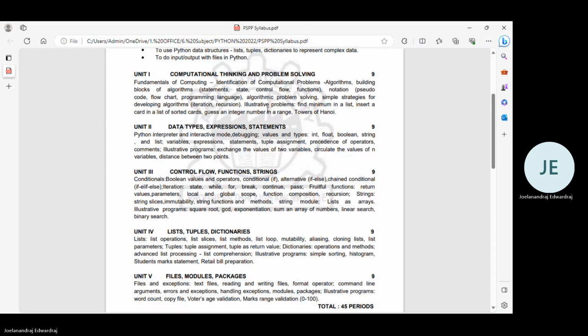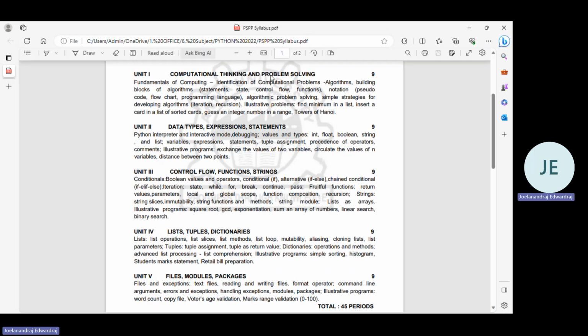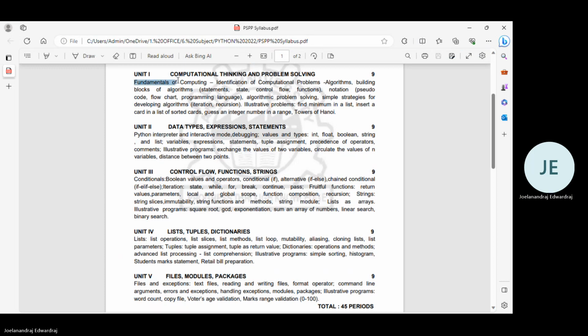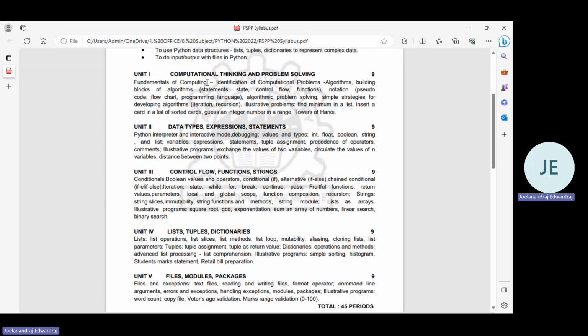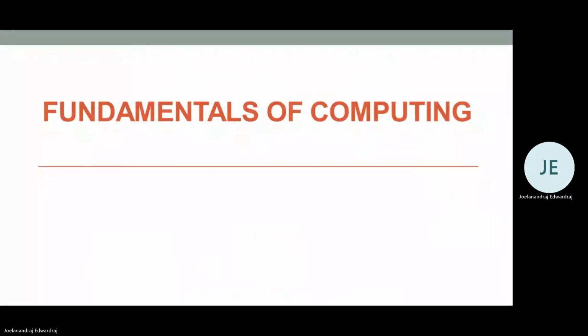First thing, we'll start with the fundamentals of computing. Okay, we'll start the first unit. The first one is fundamentals of computing. So in general, what do you mean by computing? From your point of view, what is computing? What is the computer fundamentally doing? Basically, what is it doing?